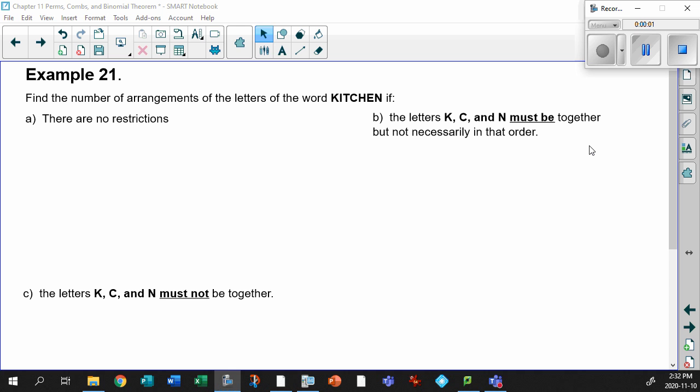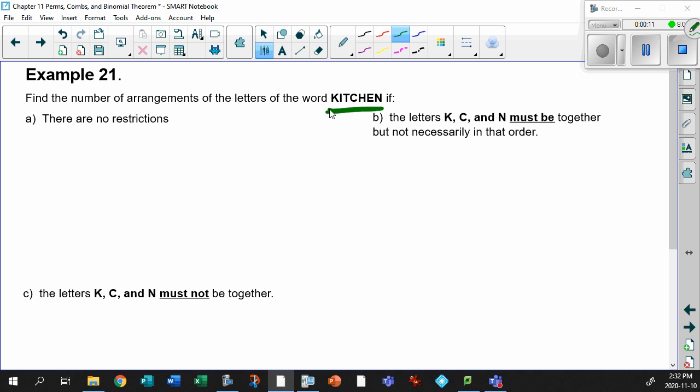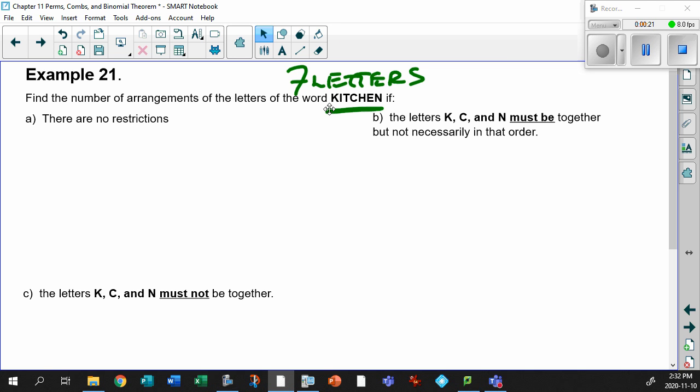I want to show you two questions which are very, very similar. The first question here is going to be taking the word kitchen, which if you look at it is a 7-letter word. Okay, so you got 7 letters to deal with here, but you don't have any repeats. In the next podcast, I'm also going to take a nice word, but I'm going to throw a whole bunch of repeats at you and see how the two differ.